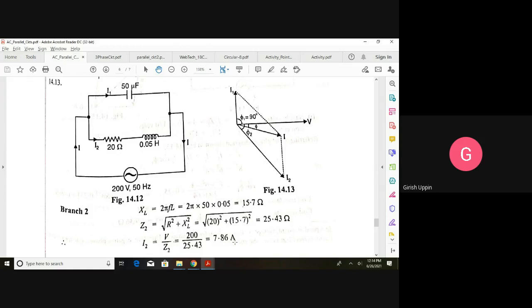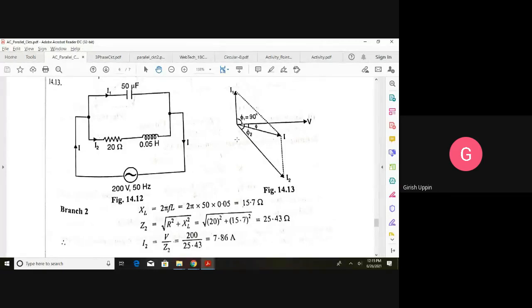Now, look at the phasor diagram. The applied voltage is on the x-axis, and I1 is a pure capacitor current, so I1 will lead the applied voltage by 90 degrees. This is the applied voltage, this is I1, leading by 90 degrees. And in the second scenario, we have an RL branch. In case of an RL, the current lags the applied voltage by an angle phi. So in this case it is phi 2, because it is I2. The I2 current is lagging the voltage by an angle phi 2.